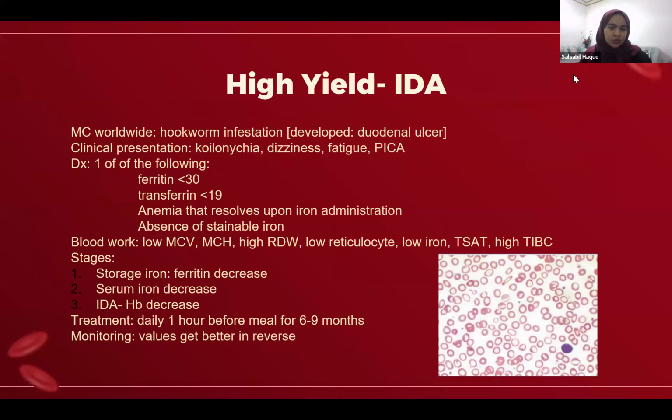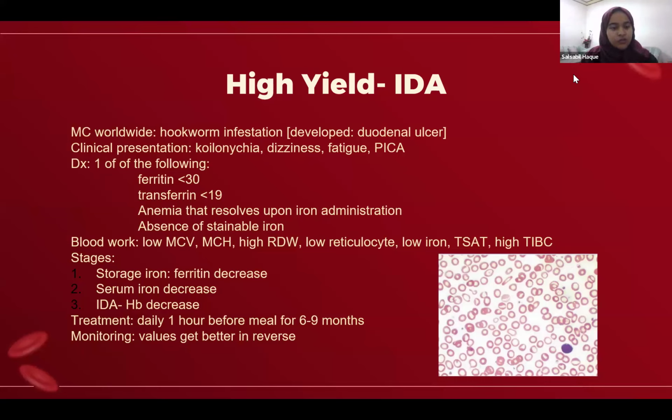Most common worldwide is hookworm infestation, but in developed countries it happens due to duodenal ulcers. Okay, so diagnosis, it has to be one of the following. Ferritin has to be less than 30, or transferrin saturation has to be less than 19, or it has to be anemia that resolves upon iron administration, or there has to be absence of stainable iron in the bone marrow.